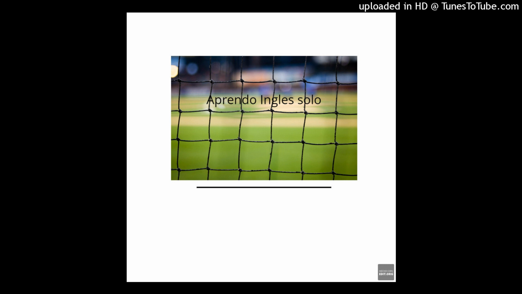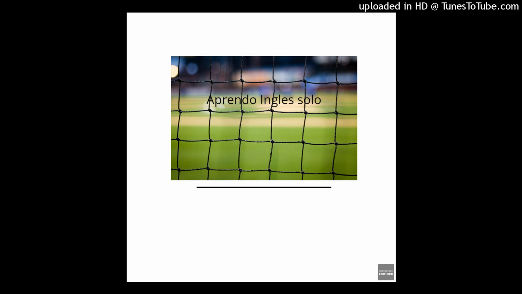So that's for countable nouns. We use a or an for the singular. We use the s for the plural. For a small quantity, we use a few. For a slightly bigger quantity, we use some. And for the big quantity, we use many, a lot of, lots of. And in the negative and questions, we use any.